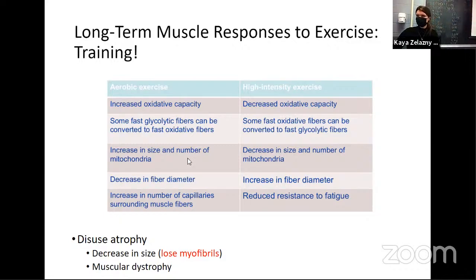So we would see an increase in the size and number of the mitochondria. We'd see it change size a bit. We'd see a change in the number of blood vessels going to it. And vice versa for the high intensity exercise. So we could also convert some fast oxidative fibers to fast glycolytic fibers if we were practicing high intensity activities.